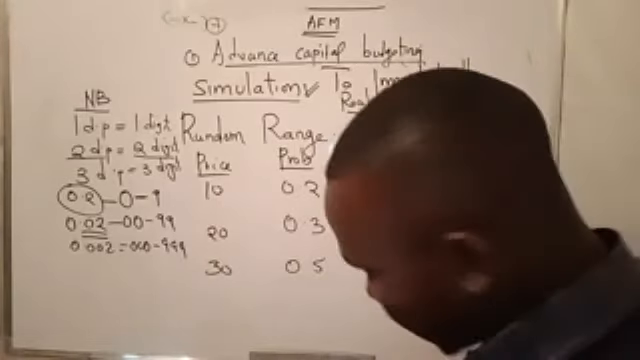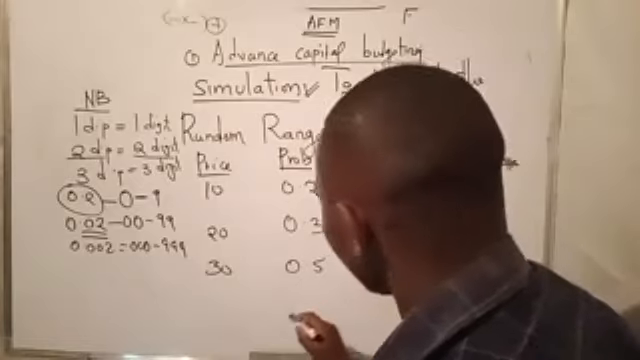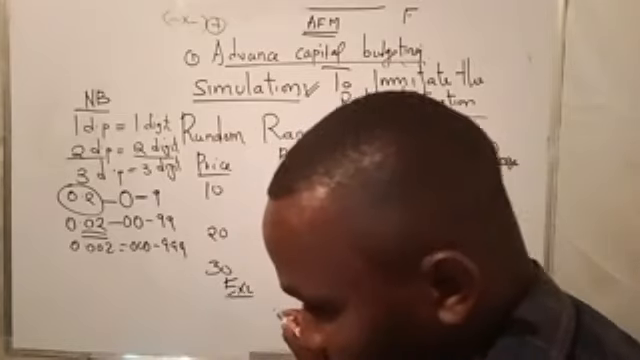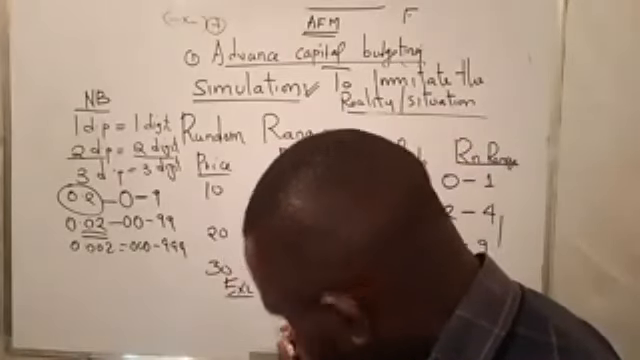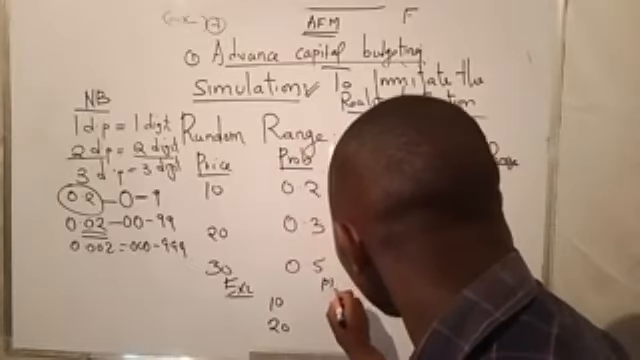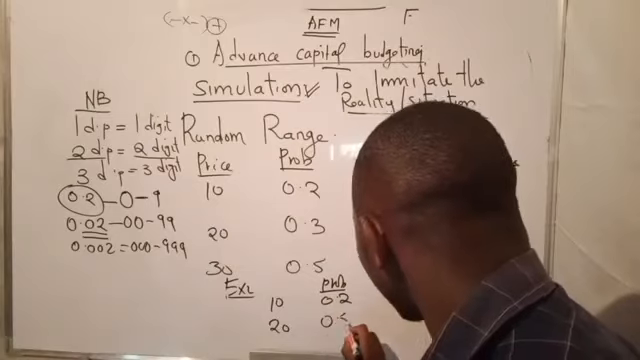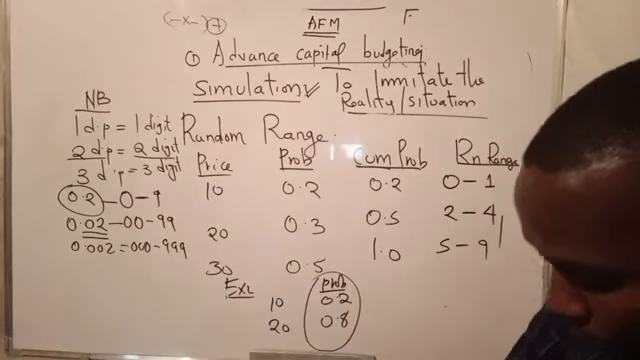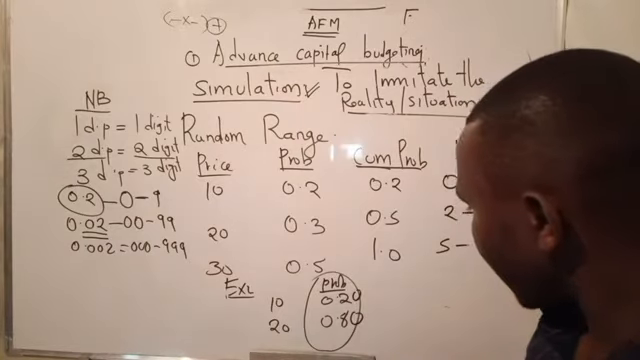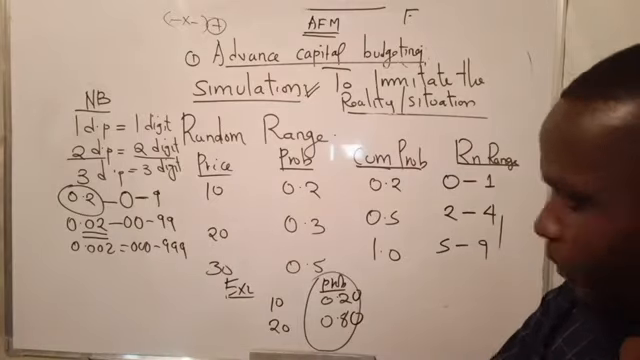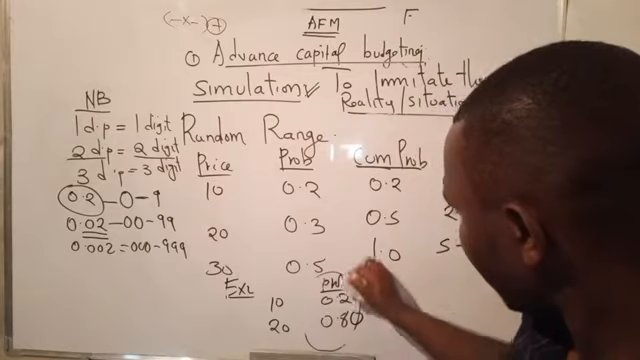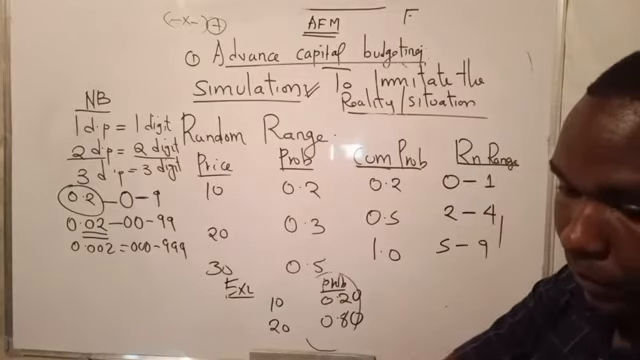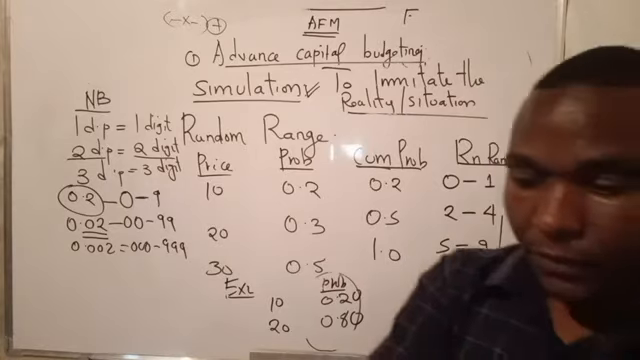I want to give you another example, exercise 2. Prices 10 and 20, with probabilities 0.2 and 0.8. So give me the random range.